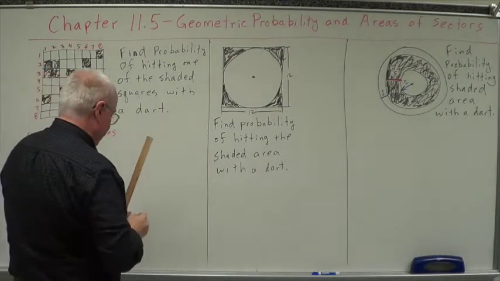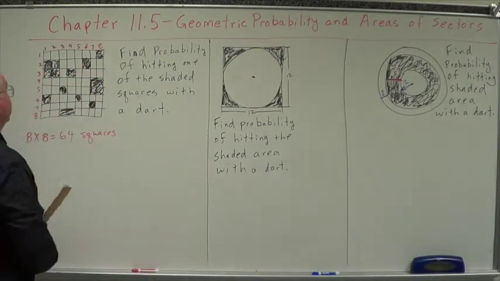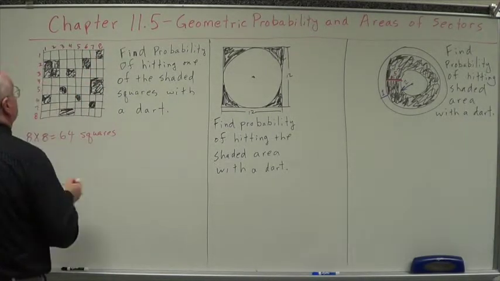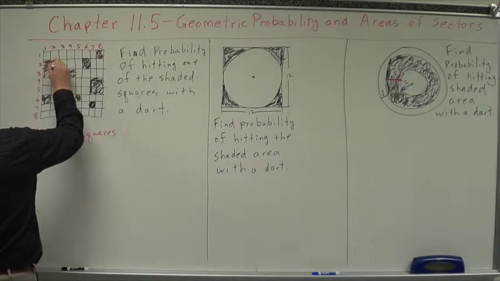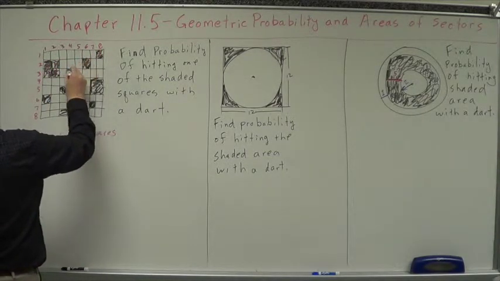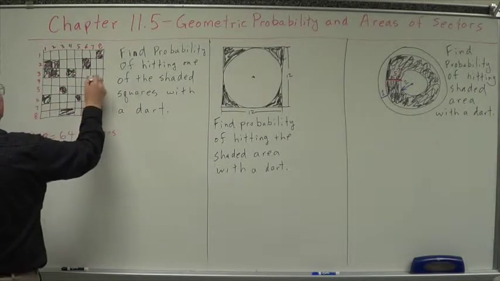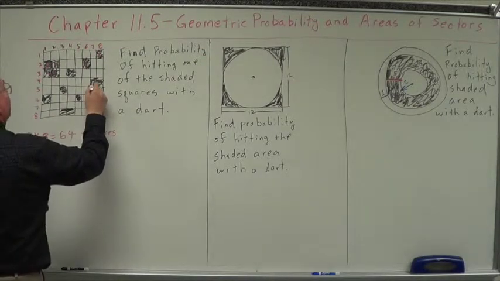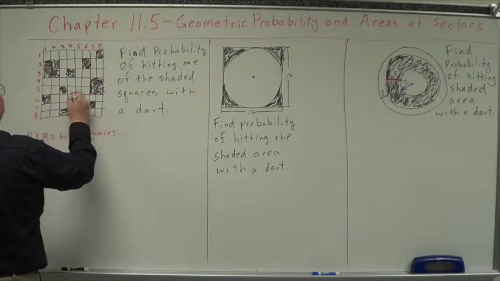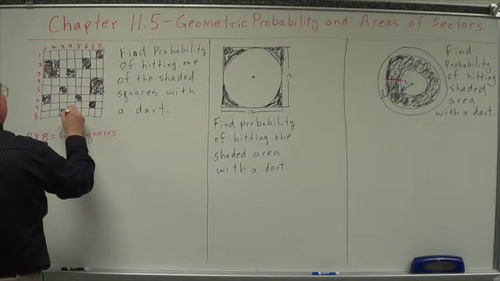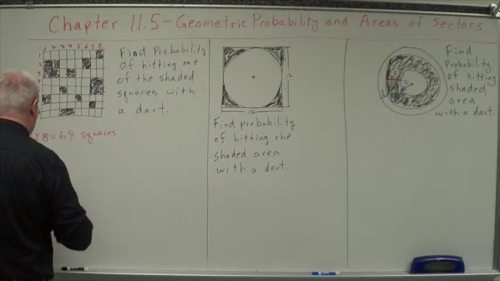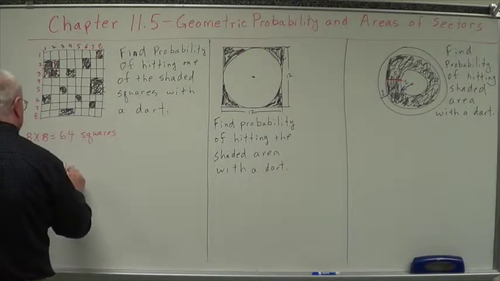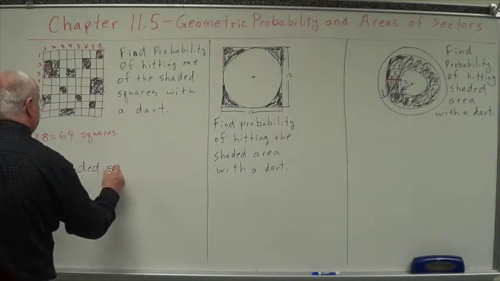All right? How many of them are shaded? Well, let's count them. Let's use red on this. I got 1, 2, 3, 4, 5, 6, 7, 8, 9, 10. Ooh, let's clean this off. 11, 12, 13, 14, 15, 16, 17. So I have 17 shaded squares.